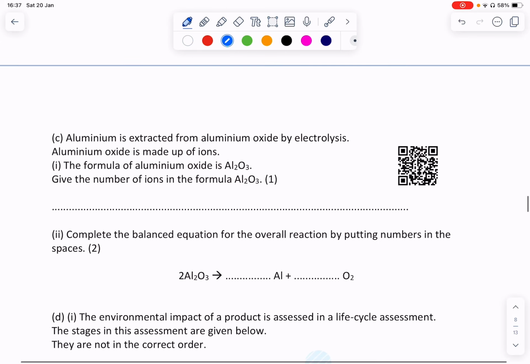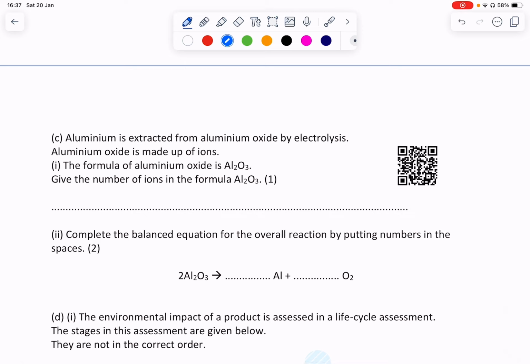Aluminium can be extracted in electrolysis. Okay, so how many ions are in here? So if we just look at this, okay, the ions here, there are 2 inside that formula, and the ions here are 3. So give the number of ions in the formula Al2O3. So we have got in total 5 ions in that formula.